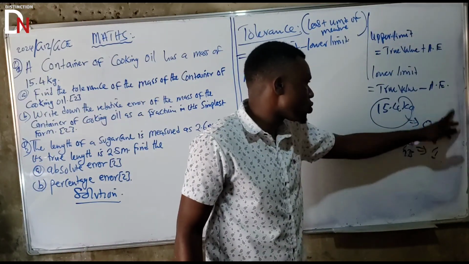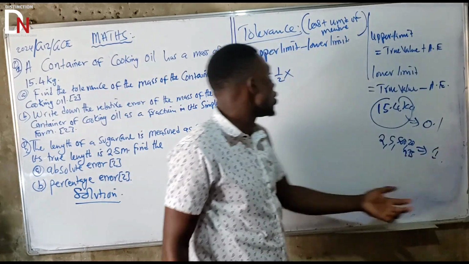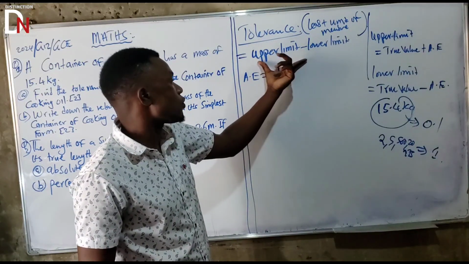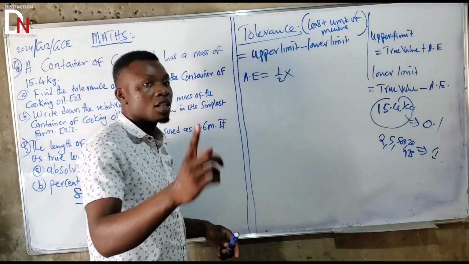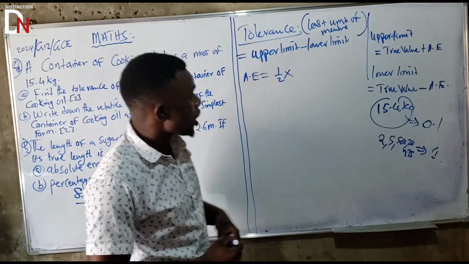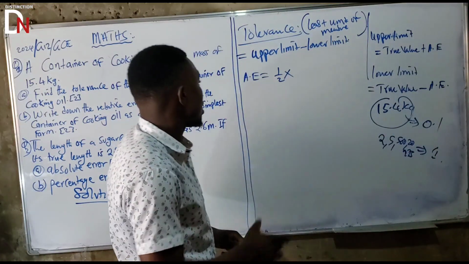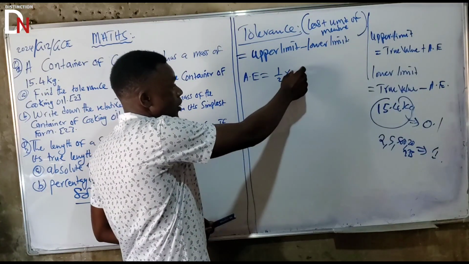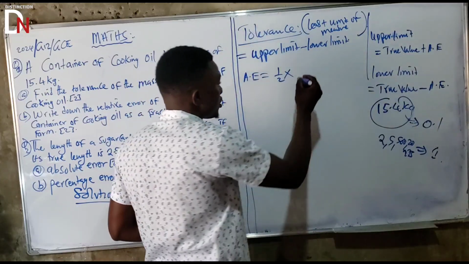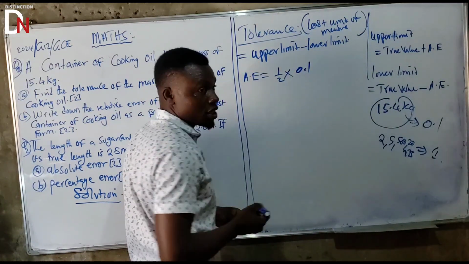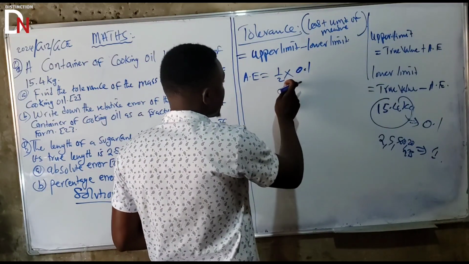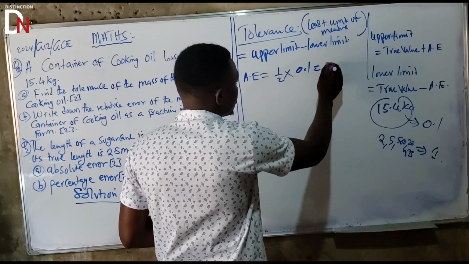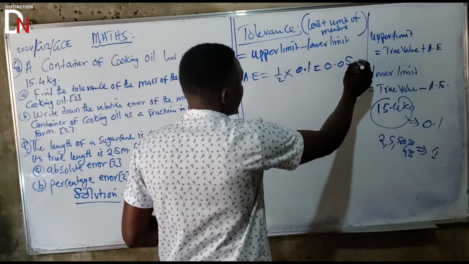So the answer here is 0.1. Now, how are we going to show that the answer is 0.1? We can use this formula. First, we have to find the absolute error. The absolute error is half multiplied by the tolerance. The tolerance is 0.1, so if I multiply 0.5 by that, I'll get 0.05 kg.